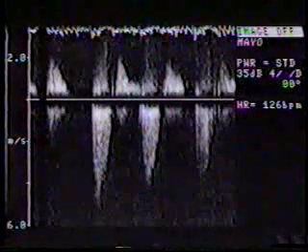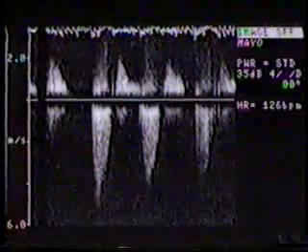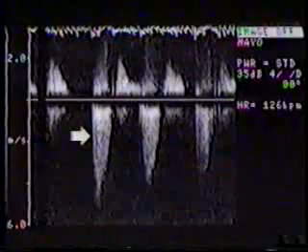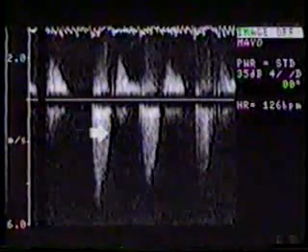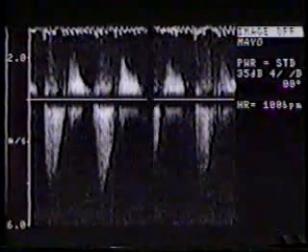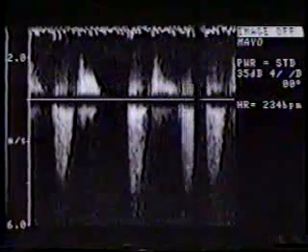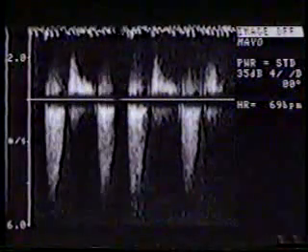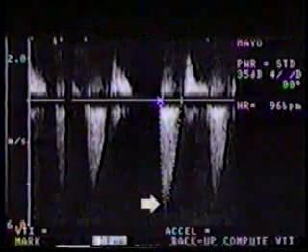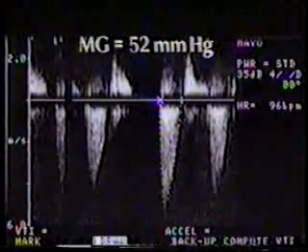Our CW examination confirmed obstruction of the aortic prosthesis. Note the clear isovolumic relaxation period, which confirms that these signals are from flow ejected across the aortic prosthesis. The maximum aortic velocity was 4.9 meters per second, and the mean gradient was 52 millimeters of mercury.